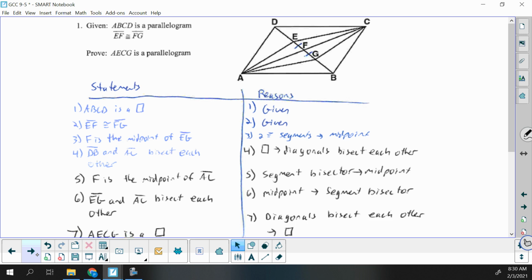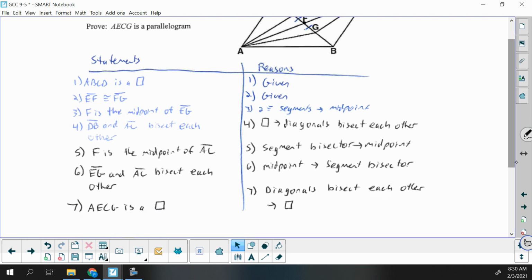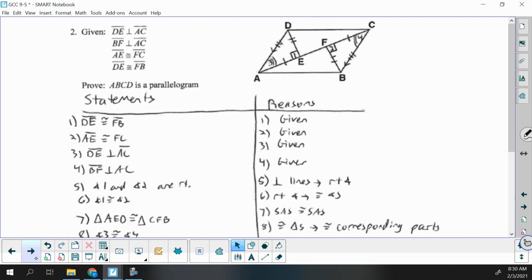Now we can get F as the midpoint of AC and DB, but we only care that F is the midpoint of AC for the inside parallelogram that we want. So once F is the midpoint of AC, we had in step 3, F is the midpoint of EG, so we can say EG and AC bisect each other, because midpoint implies segment bisector, and then because the diagonals bisect each other, it implies parallelogram. So that should have been a tricky proof. Okay, if you had trouble on it, not a huge deal. 2 and 3 from the homework are the bigger deals going forward.